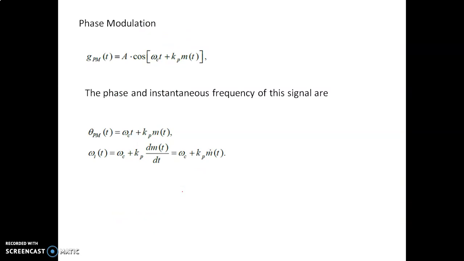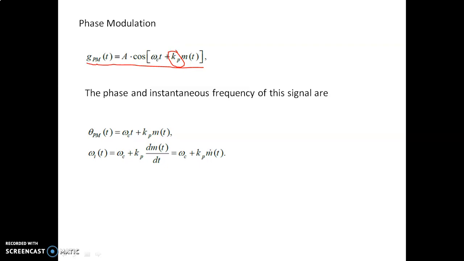In this, the phase of the carrier signal is directly changed by the message signal. The phase modulated signal is given by this equation: g_PM(t) = A cos(omega_c t + k_p m(t)), where A is a constant, omega_c is the carrier frequency, m(t) is the message signal, and k_p is mainly this parameter.